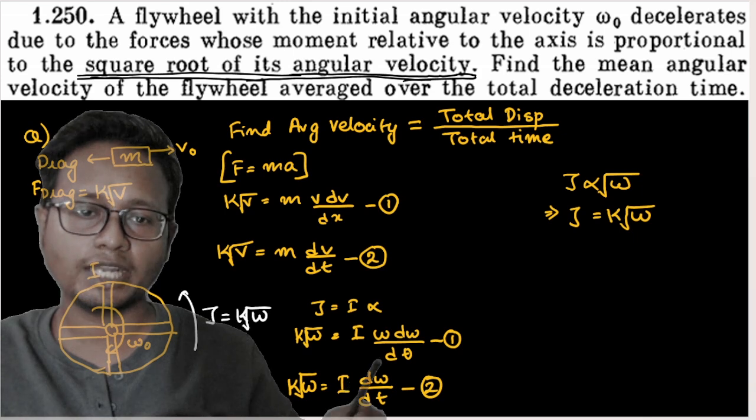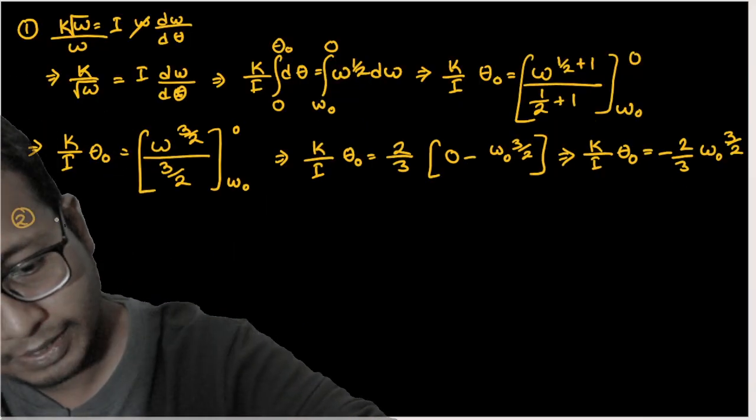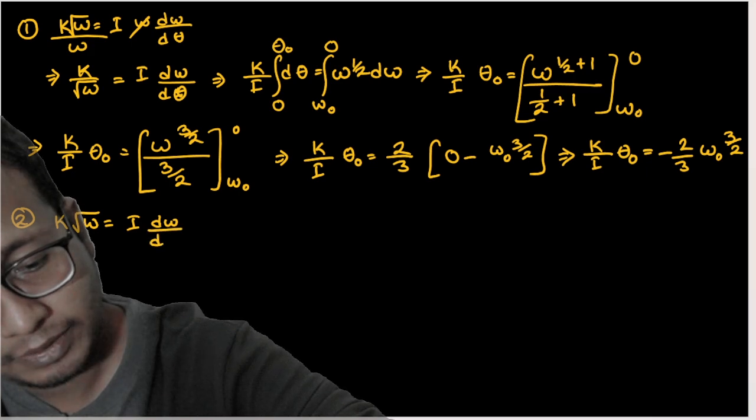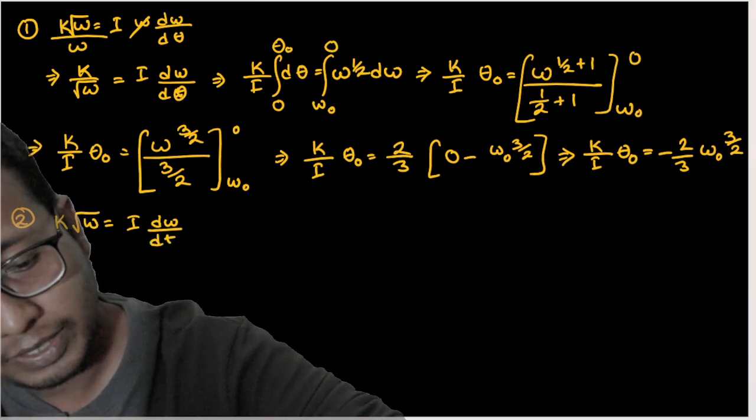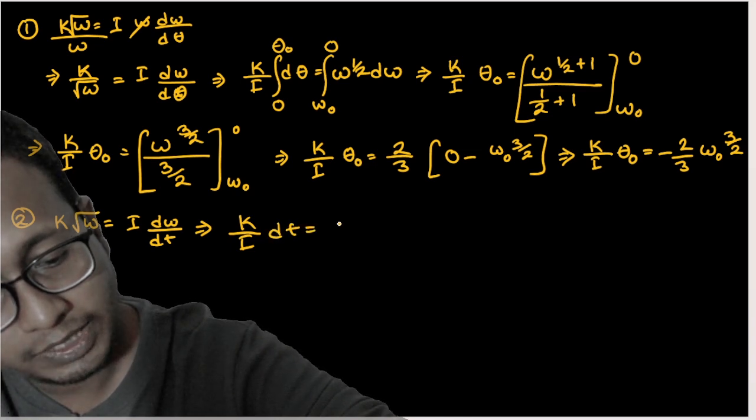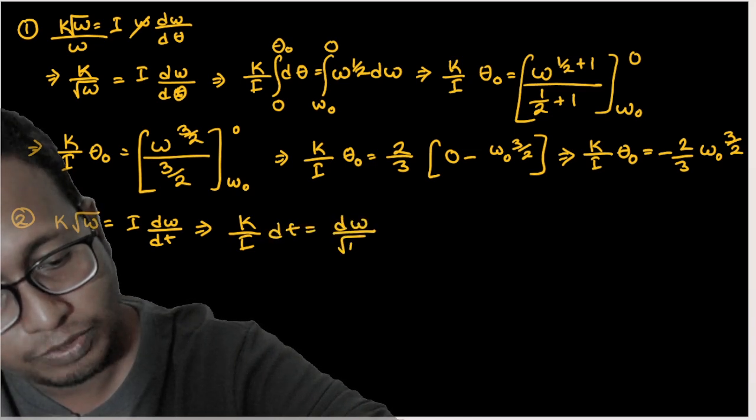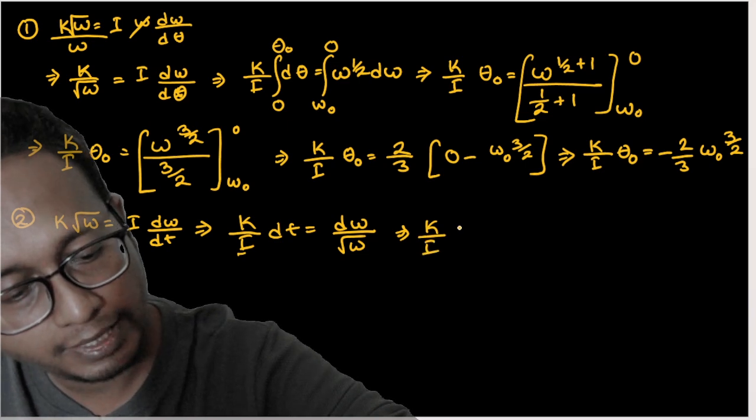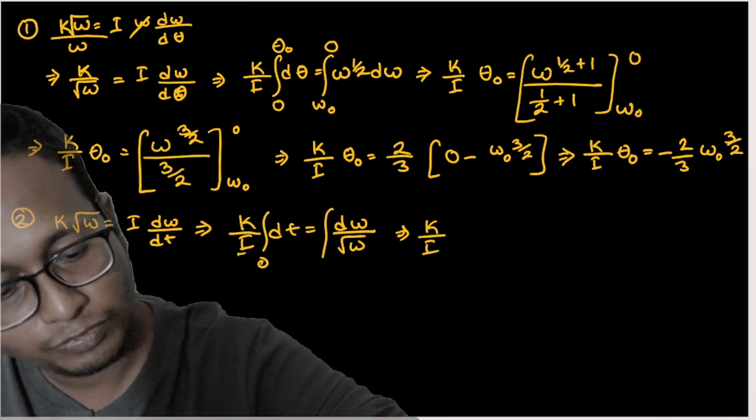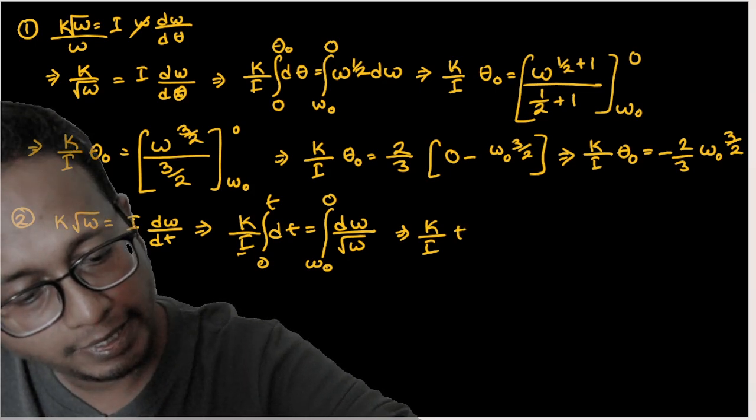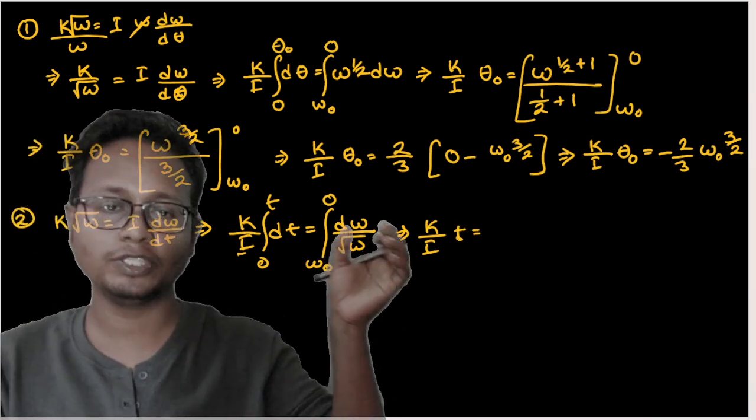K into root omega is equal to R d omega by dt. Or, same type of problem, K by I into dt is equal to d omega by root omega. Let's integrate it from 0 to time t, and from omega naught to 0. K by I t is equal to the integral of d omega by omega to the power 1 by 2.